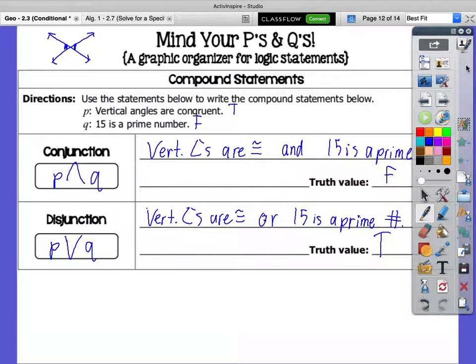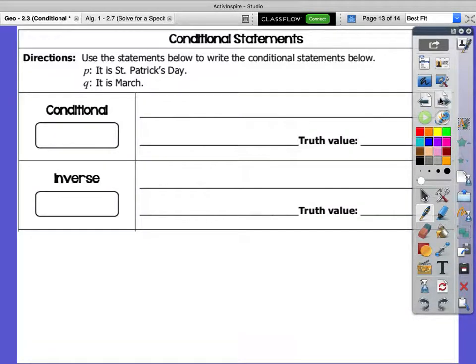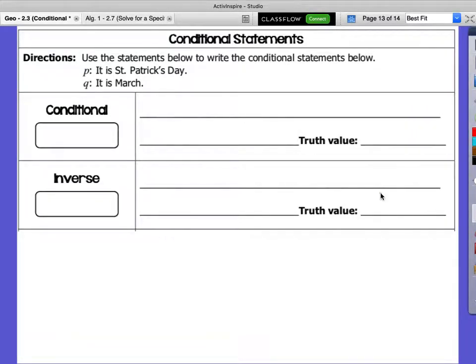Questions on this? Okay, this is a review over what we did two lessons ago. Now we're going to do a review of last lesson and the first part of this lesson. So now we have these statements below to write conditional statements. The hypothesis: it is St. Patrick's Day. The conclusion: it is March. Our conditional looks like what?